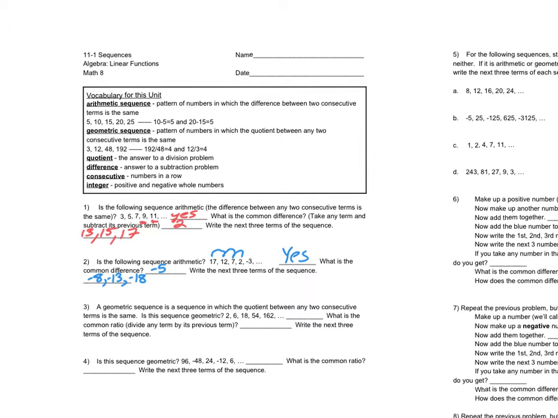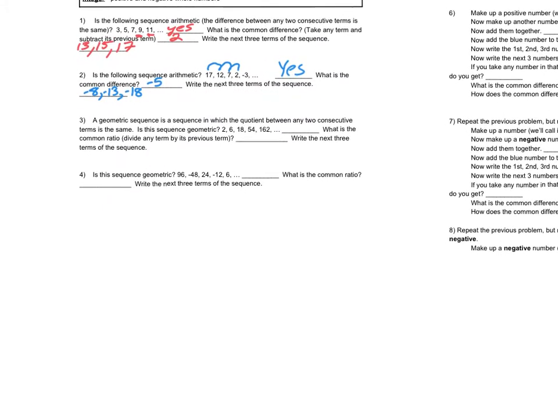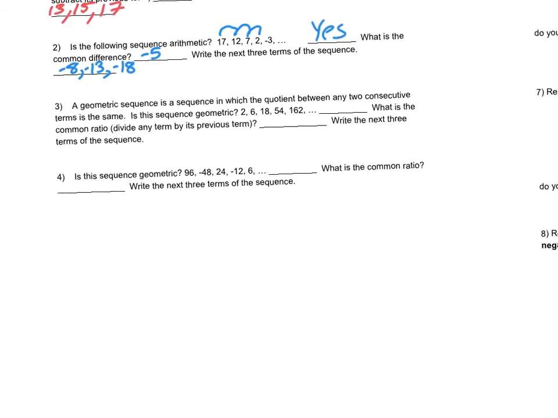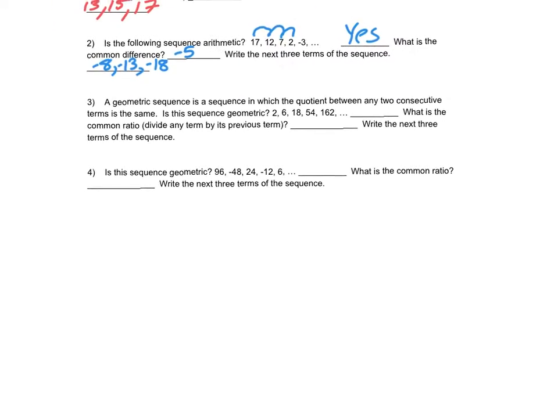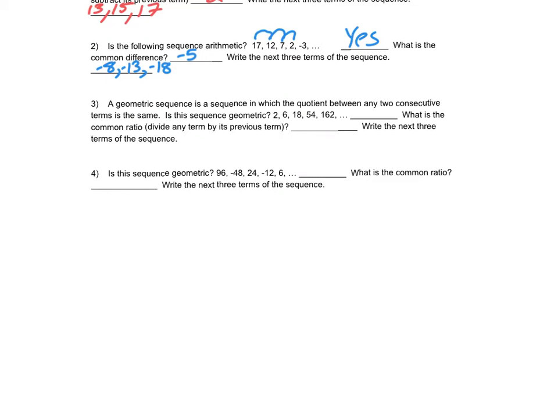Okay, let's go ahead and look at a geometric sequence now. A geometric sequence is a sequence in which the quotient between any 2 consecutive terms is the same. So in this case, is this sequence geometric? What does that mean, the quotient?